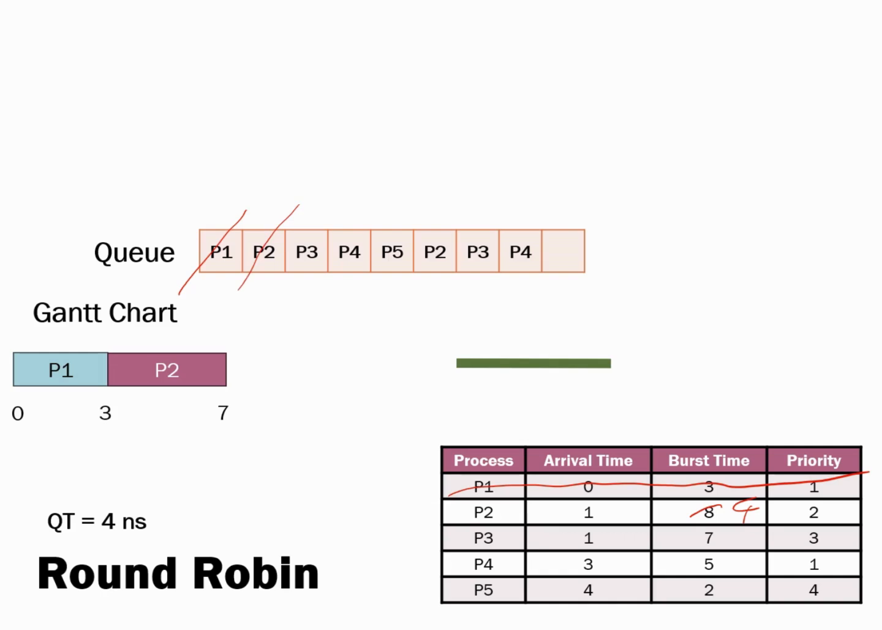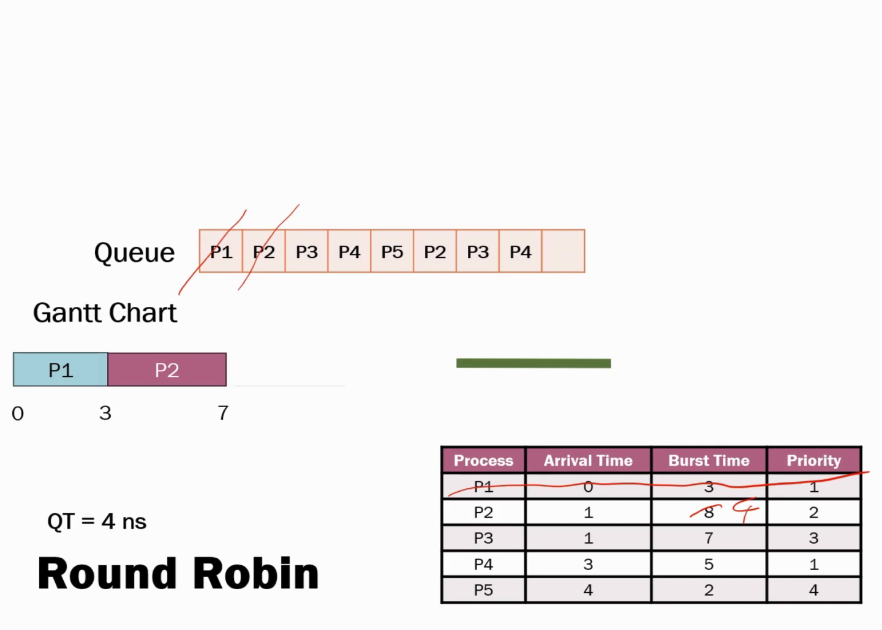Between 3 and 7, we got new process P5 added to the queue here. And after completion of the quantum time, P2 is also added to the queue after P5, because P5 arrived at 4 and the completion time is 7. So as you can see here, the next in the queue is P3.